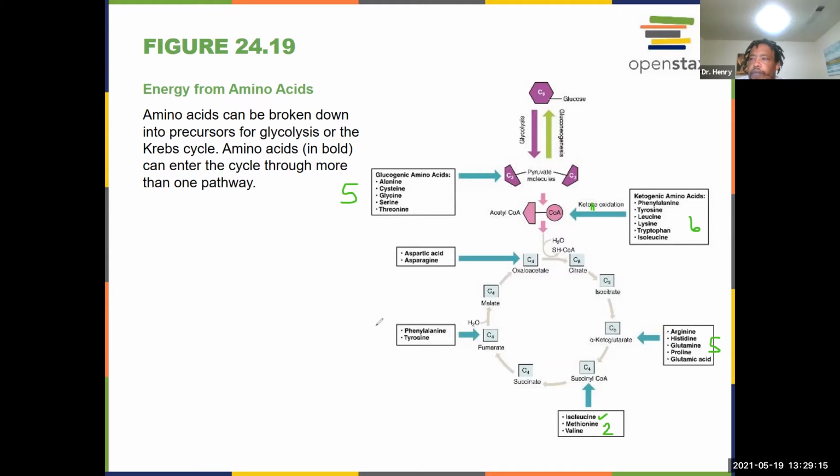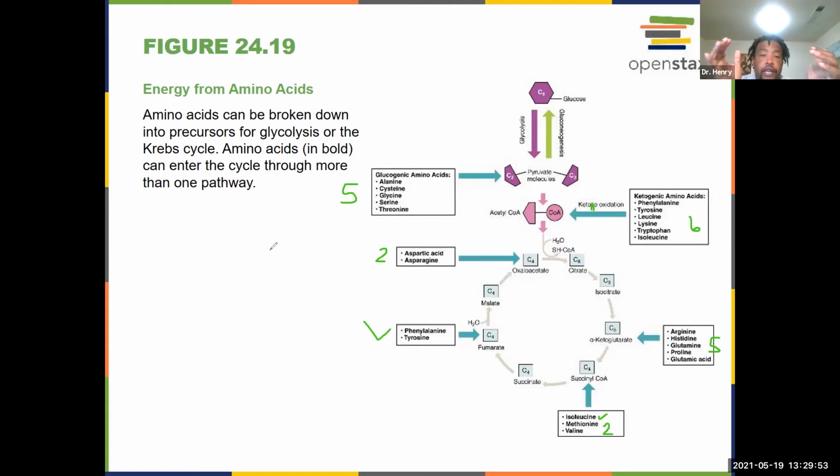Okay. So then at the fumarate part of the cycle, you have phenylalanine and tyrosine, which we've already accounted for earlier on. And then at the oxaloacetate, we have aspartic acid and asparagine. Okay, so that's going to be your other two. So if we count right, that should be a total of 20. So we have 10 plus 6 plus 2 plus 2. So that should be 20. So all 20 amino acids.